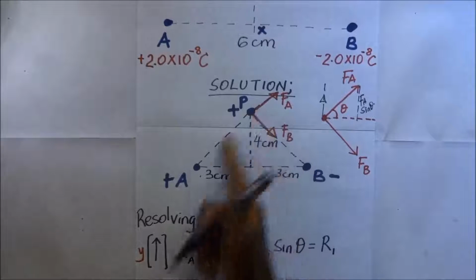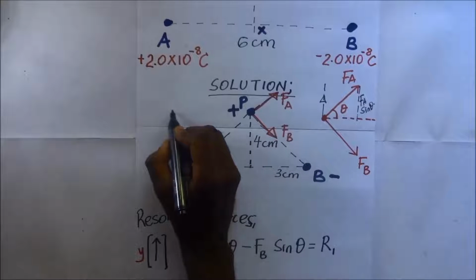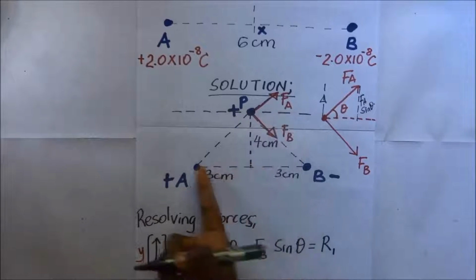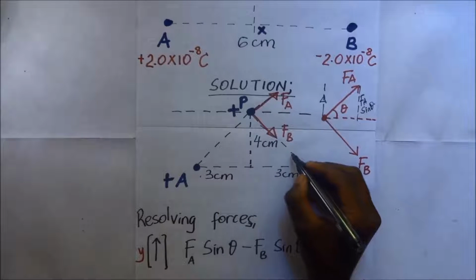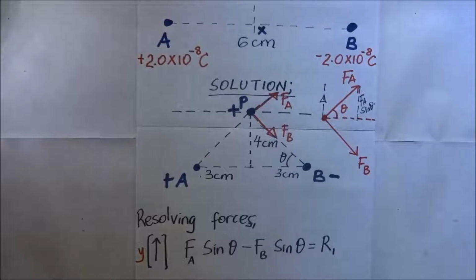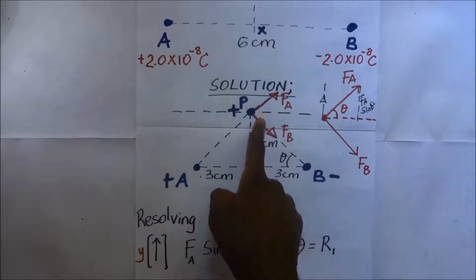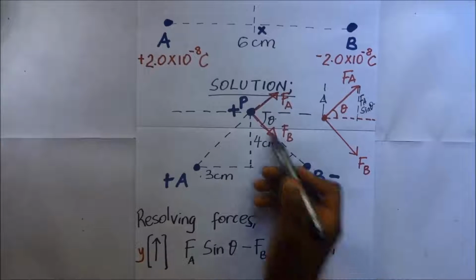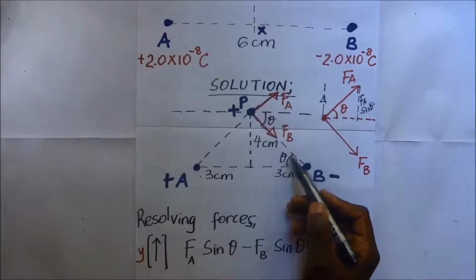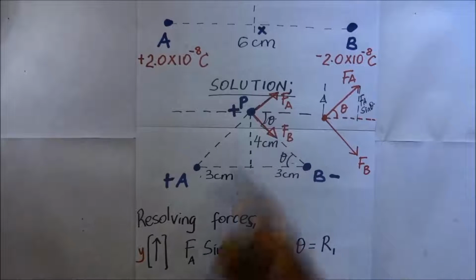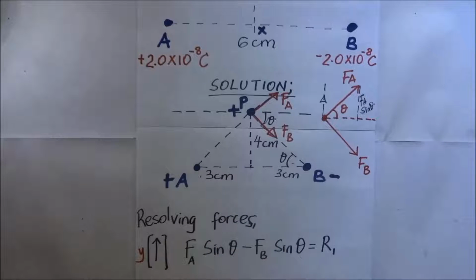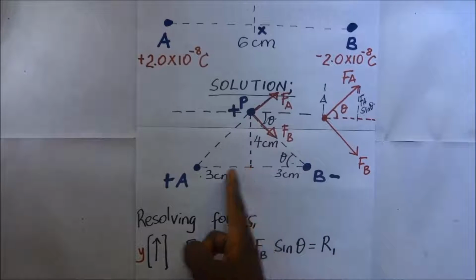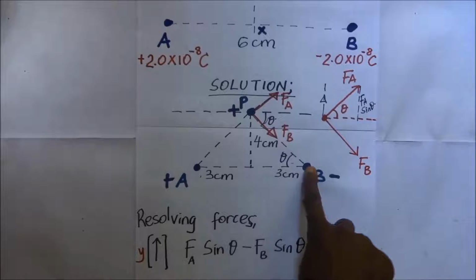If we look at this triangle, we could draw a parallel line here going through this point. This line is parallel to this line. So if we get this angle theta there, this angle is the same as that angle down here. These are called Z alternate angles. So if this is an angle theta, that's an angle theta. This here is 4 centimeters, and we have 3 centimeters this way, 3 centimeters that way.